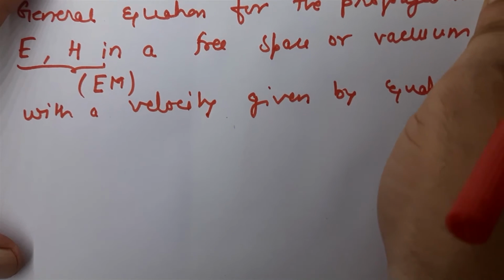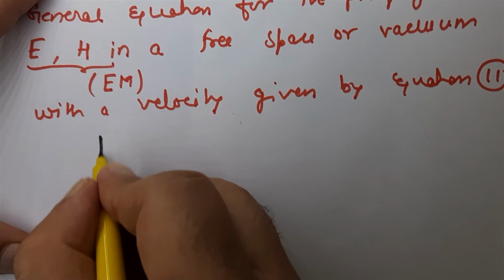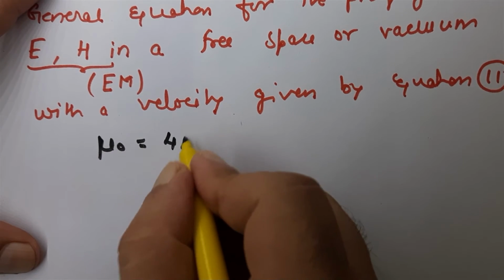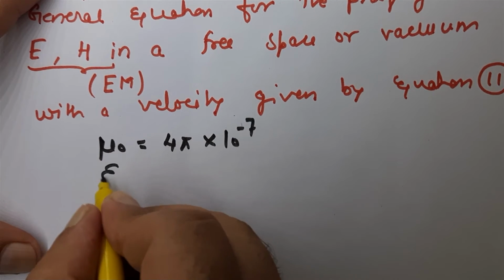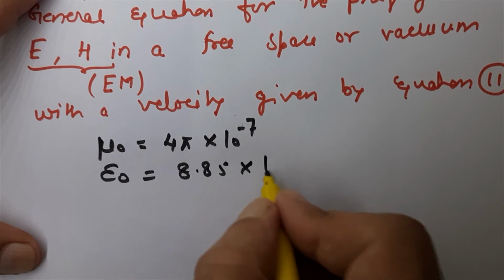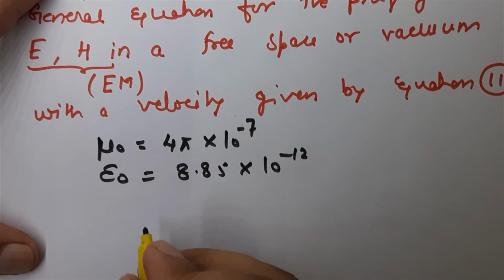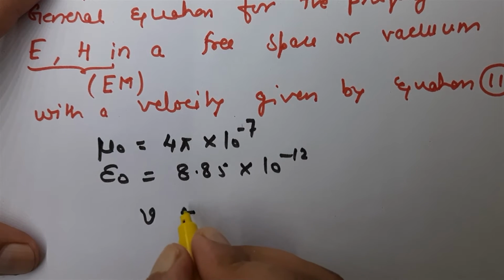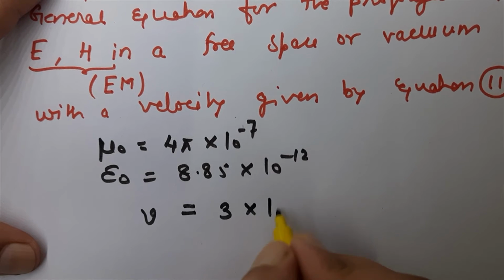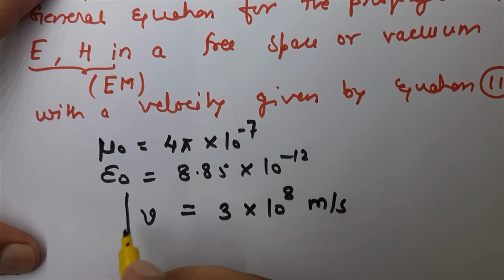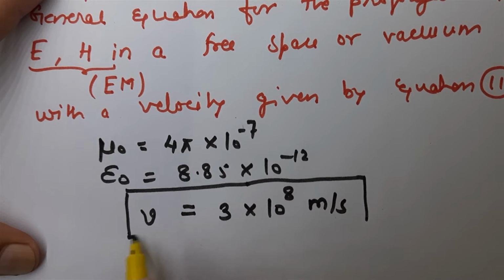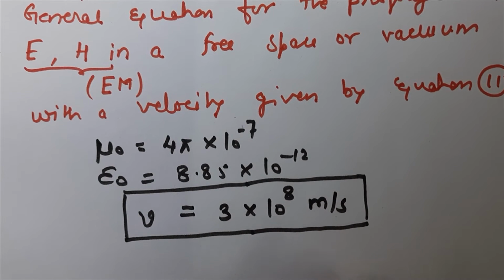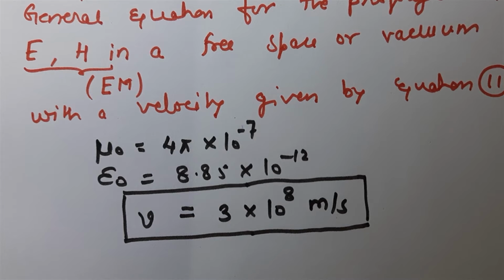So this equation can be expanded in terms of mu and epsilon. The value of mu 0 is 4 pi into 10 raised to power minus 7, and the value of epsilon 0 is 8.85 into 10 raised to power minus 12. When we use these values in the equation, the velocity comes out to be of the order of 3 into 10 raised to power 8 meter per second. This is the velocity of electromagnetic wave when it travels through free space. So we see that this is nothing but the velocity of light. It was concluded that electromagnetic effects travel in a medium with the velocity of light. So light is a special case of electromagnetic wave.